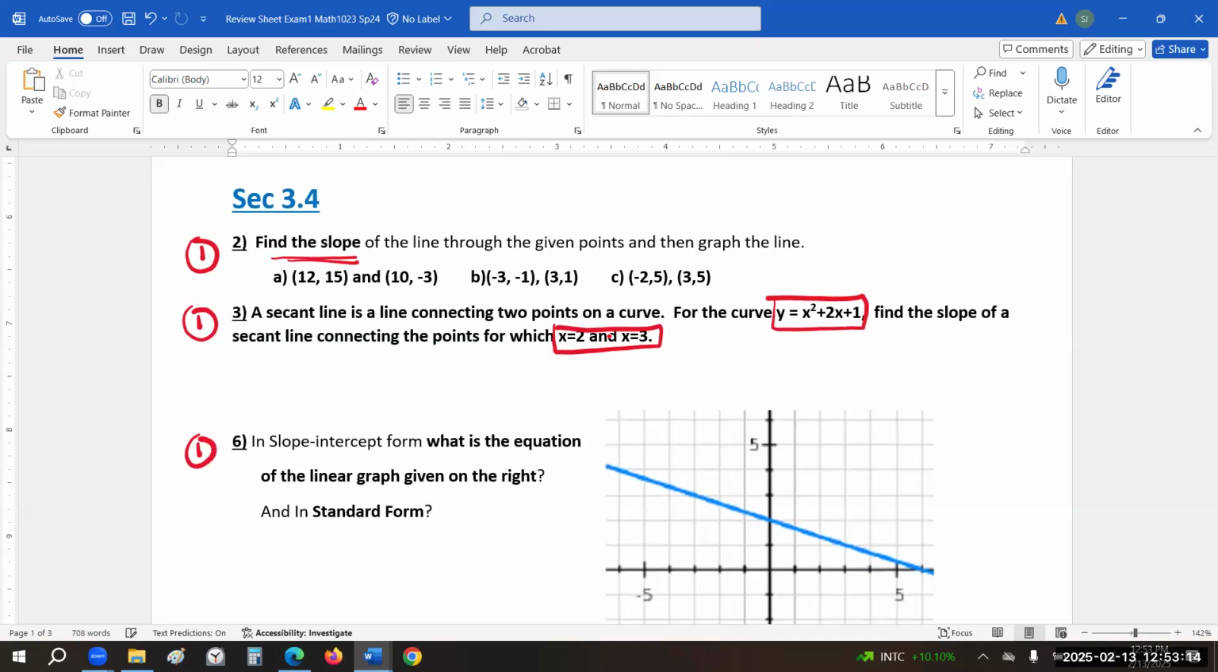Write down the equation in slope-intercept form, standard form, either one or both, I don't know. But for one of them, the graph will be given, and you have to find the equation of the line. Okay.